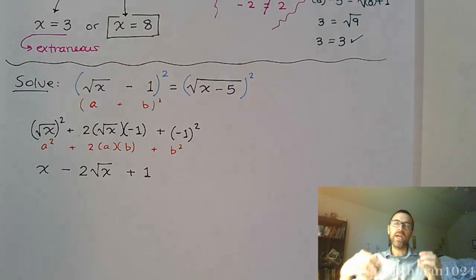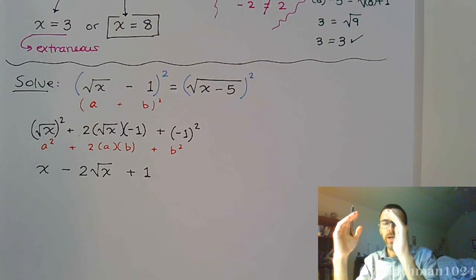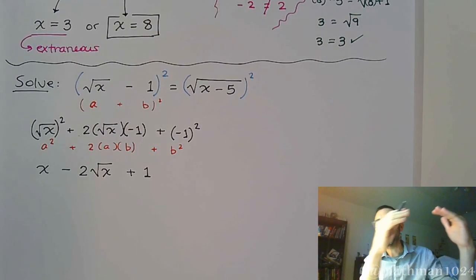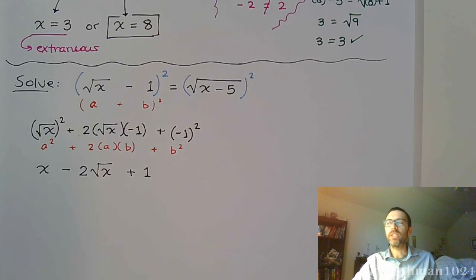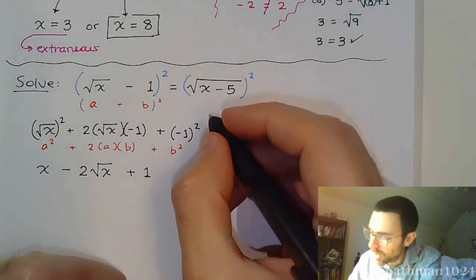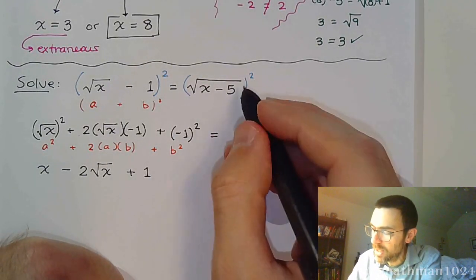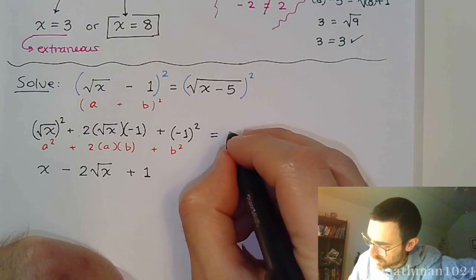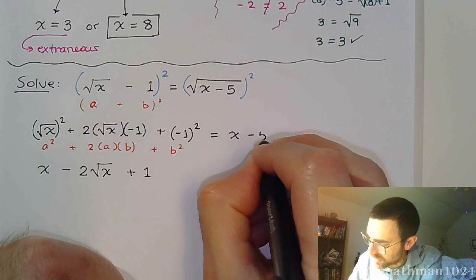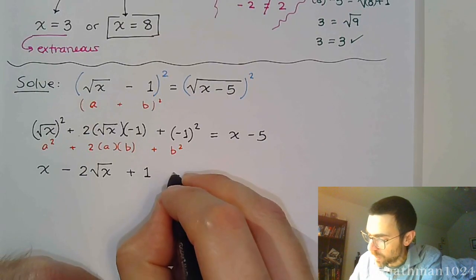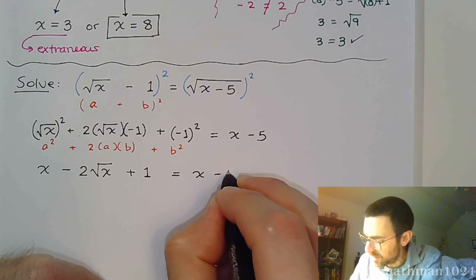Again, you can also do this as the square root of x minus 1 times the square root of x minus 1. It's going to be a little bit more complicated, but it's still going to be the same thing. On the right side, we don't have complications because the square hits the square root, and we are left with x minus 5. So just bring that guy down.